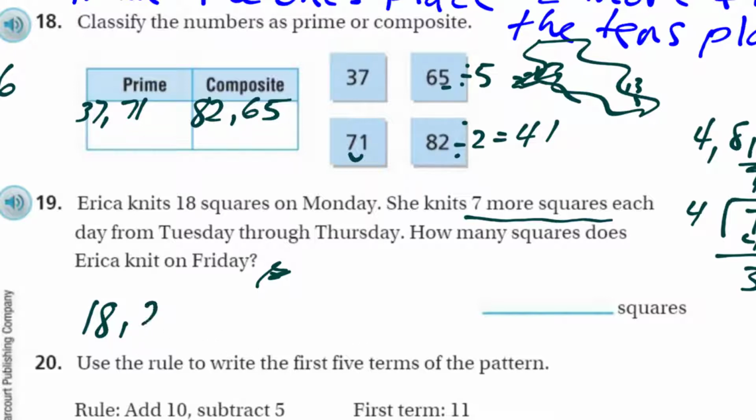So that's going to come into 25. And it says 7 more. So that's now Tuesday. So now we're going to go to Wednesday. That's going to be 32, 39.